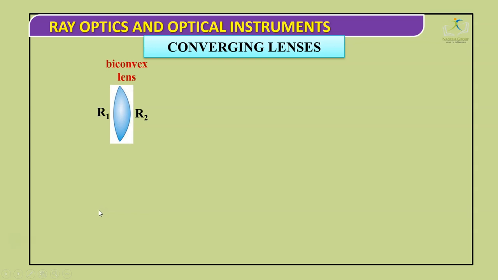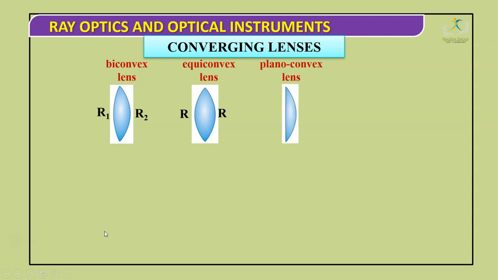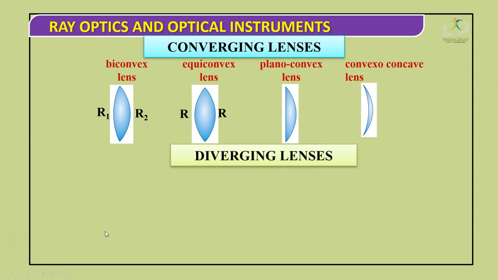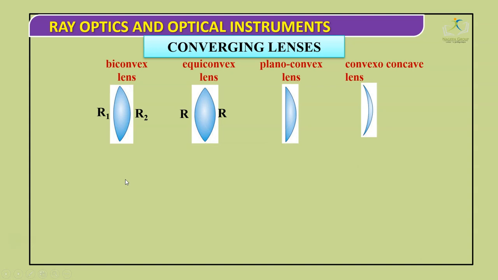Converging lenses: biconvex lens, equiconvex lens, plano-convex lens, convexo-concave lens. These are the converging lenses. Now I will elaborate on these lenses one by one.